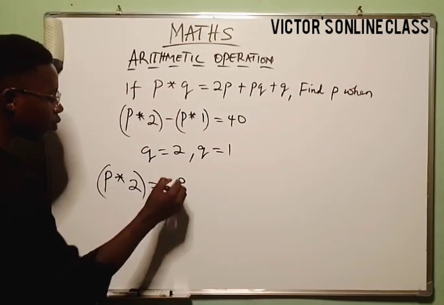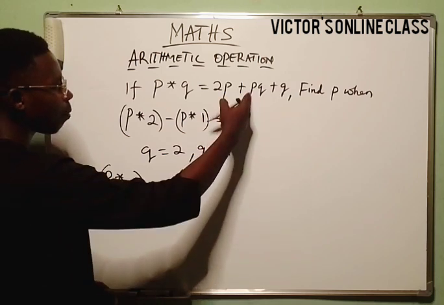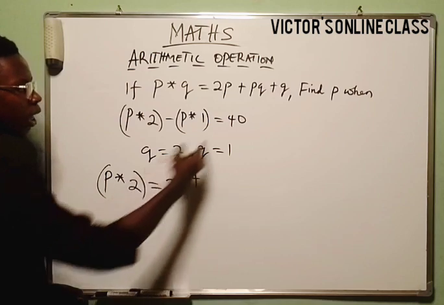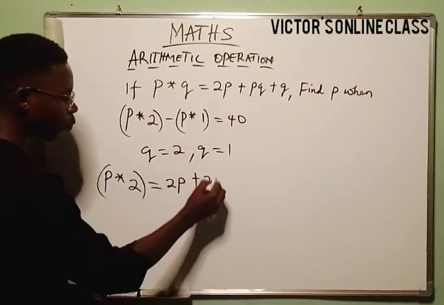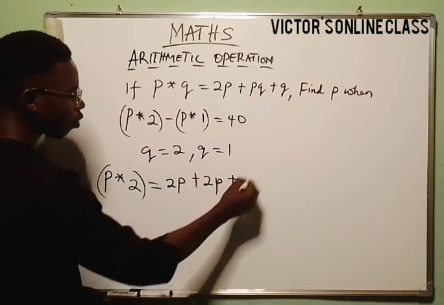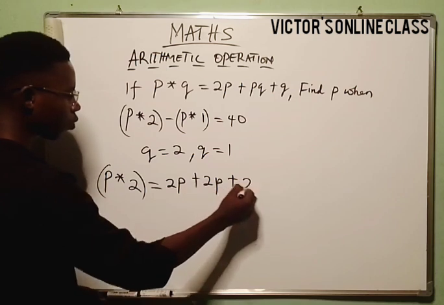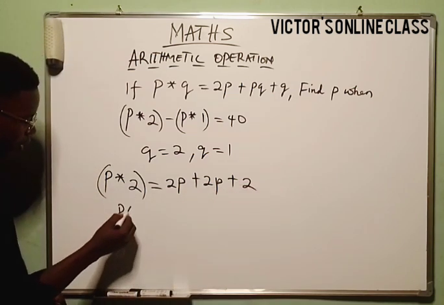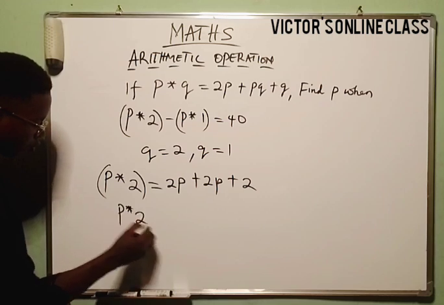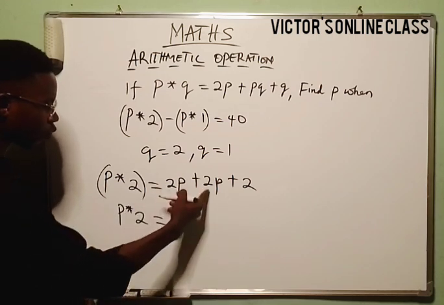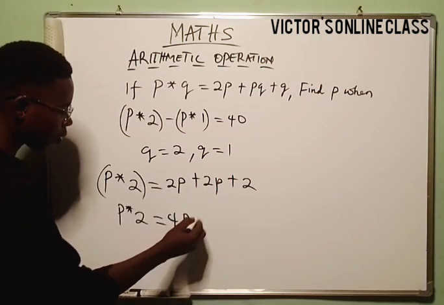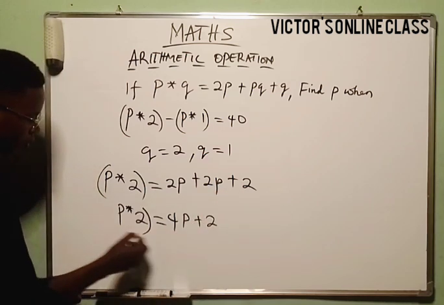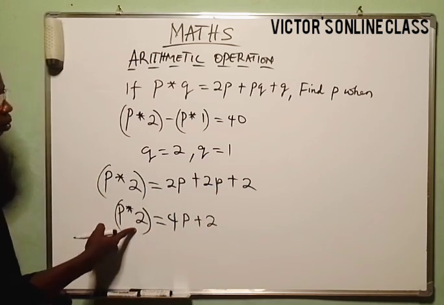It does not carry Q. Plus, you have here PQ. PQ here is 2 times P, which will give us 2P. And then plus Q. Q is 2. And therefore, we will have that P asterisk 2 is equal to 2P plus 2P is 4P, plus 2. Now, that is for this one.